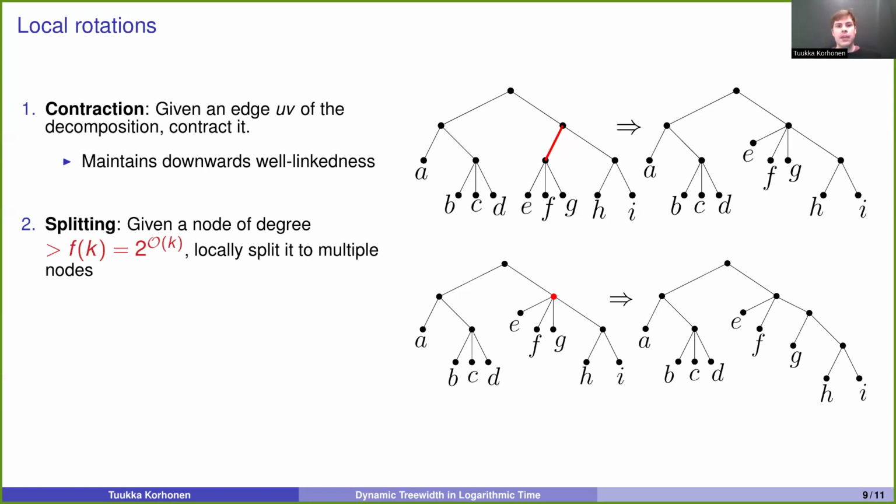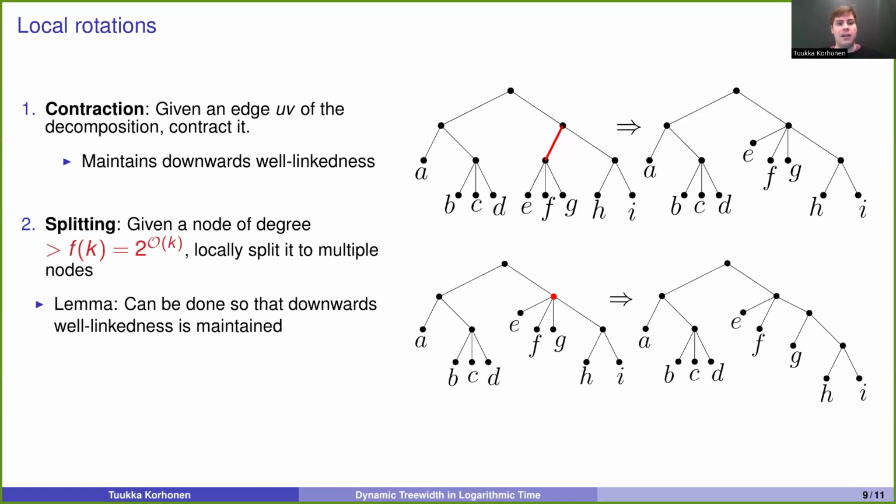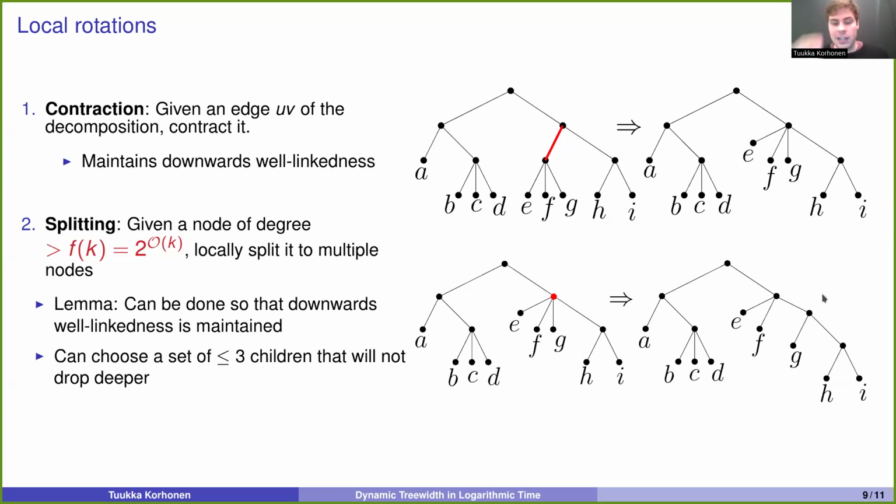So this is how we can control the degree, and there is a lemma that this splitting can always be done so that downwards well-linkedness is maintained. You can do the splitting in a completely local way, just looking at the node and figuring out how to split it. So this is really efficient and a local thing in the branch decomposition. In the splitting we can also choose a set of, say, at most 3 children that will not drop deeper in this picture when we split a node. This is essential for using these local rotations for maintaining the branch decomposition.